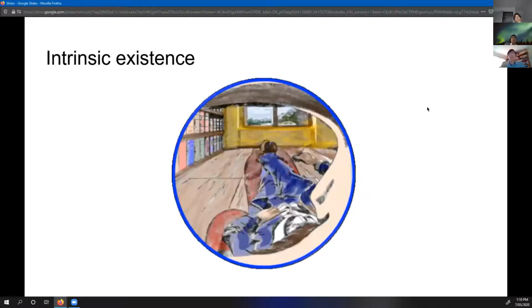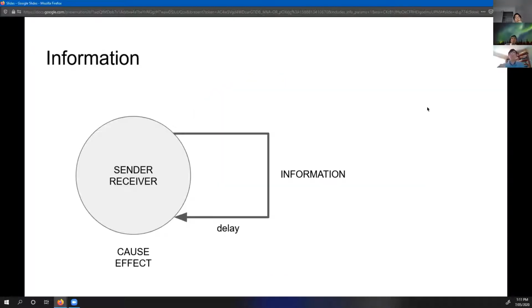The second core idea is intrinsic existence, and this is the idea that each experience is intrinsic to a system. So I can have an experience and you can observe everything about me, but you won't necessarily have the experience that I'm having directly. And so what this means is, if you consider information, the book and the reader, essentially the book and the reader are the same thing. So the sender and receiver are one system. And basically the idea is the state of the system is being read by the system itself in order for a conscious experience to occur.